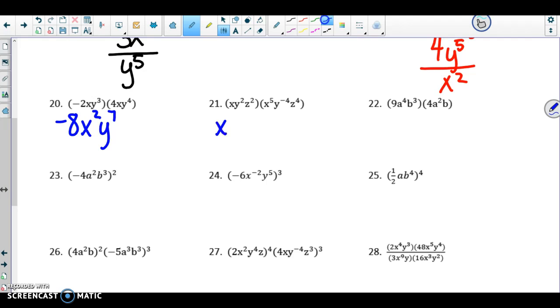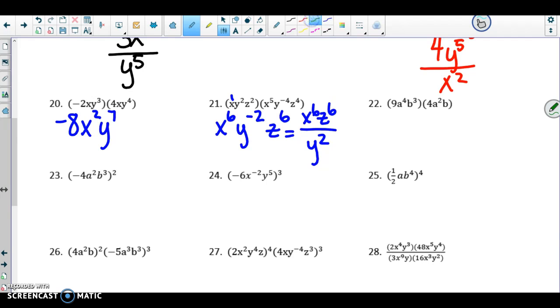I've got x to the 6th, because remember there's a 1 there, so we'd have 6. Y to the negative 2, because 2 plus negative 4 would be negative 2. And z to the 6th, but we can't have any negatives, so they've got to go down. So my answer is going to end up being x to the 6th, z to the 6th, all over y squared. And that would be my answer.